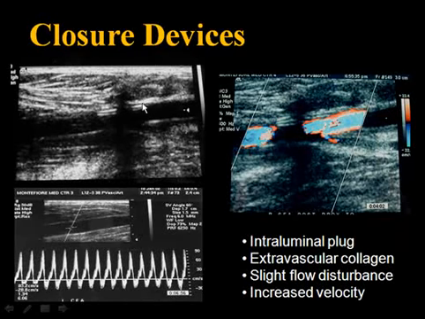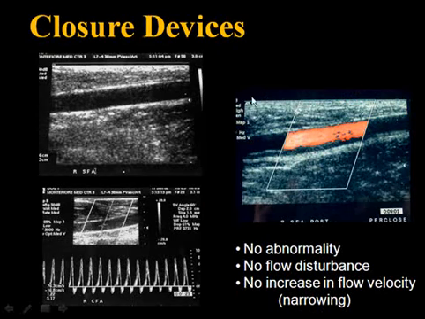Here's a patient who actually has a collagen plug inserted at a puncture site, and you can see the plug here on the near wall and also a shadow that's resulting from that. Here's the color flow image in the same patient. You can see the intraluminal plug, really extravascular collagen. You can also see a slight flow disturbance generated by the fact that the lumen has been compromised, which has resulted in an increased velocity. Here, in a different kind of closure device, a suture type closure device, nothing really is appreciated by the 2D image. The flow has been maintained, with no abnormalities, no significant flow disturbances, and no increases in velocity.